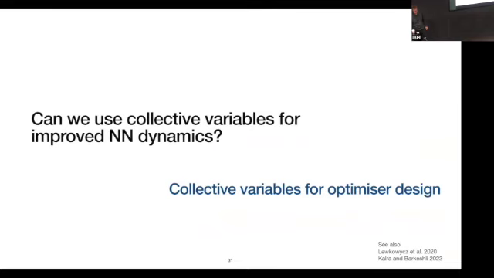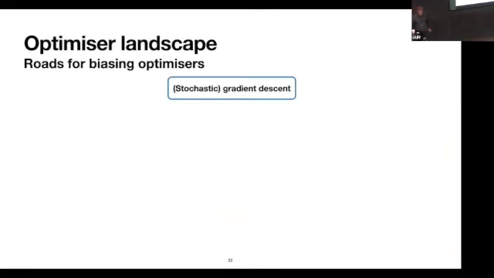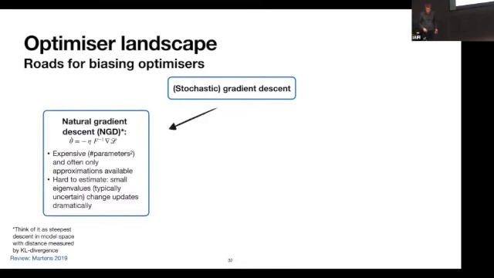Good. Let me talk about optimizing optimizers. Let's set the scene a little bit. This is basically a way of biasing optimizers that we want to be interested in, and there are obviously natural ways of thinking about this, and people have thought about it for a long time. One direction is natural gradient descent. The problem is that this is very expensive, typically in the number of parameters, and often we only have approximations of these available.